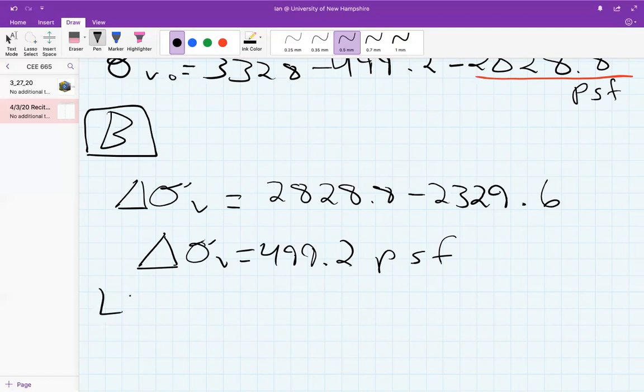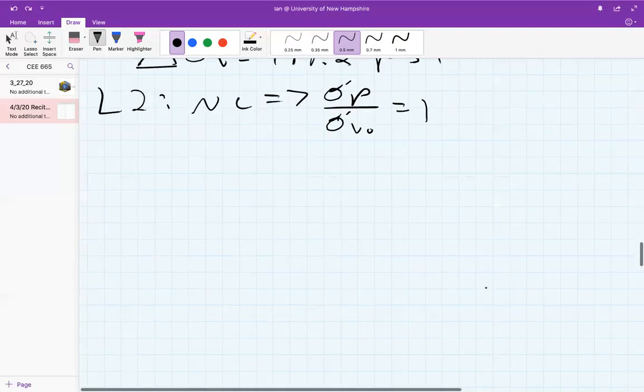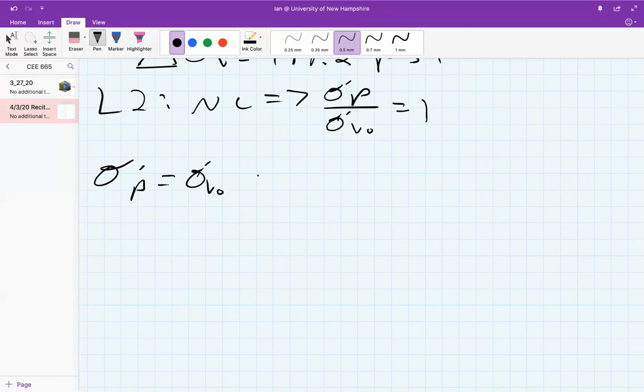And for layer 2, we're going to assume it's normally consolidated. Therefore, sigma prime P over sigma V naught equals 1. And then also, since that's true, I'm going to write this below. Sigma prime P equals sigma V naught. So therefore, our pre-consolidation pressure is going to be 2329.6 PSF.